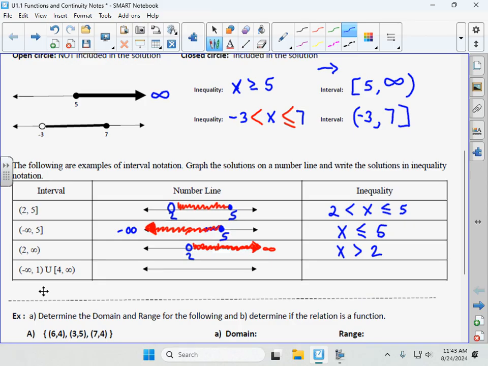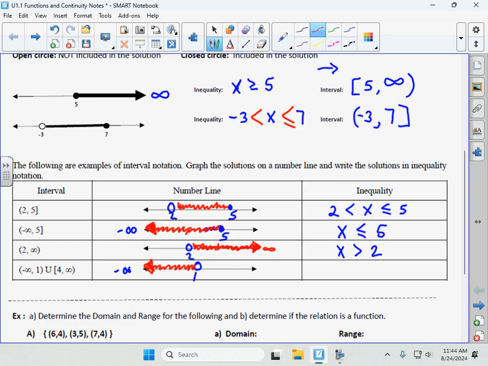And this last one says shade everything between negative 1 and 1, and then there's a break, and then shade everything between 4 and positive infinity. So this is going to have 2 parts on the shading. So from negative infinity, again, negative infinity is over here, and we're going to shade it all the way to positive 1. So put 1 right here, and that's going to be an open circle. So we're going to shade everything from negative infinity to 1.